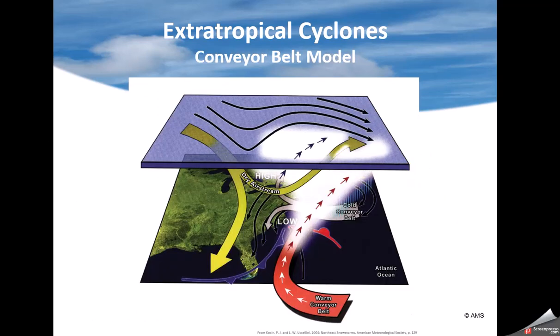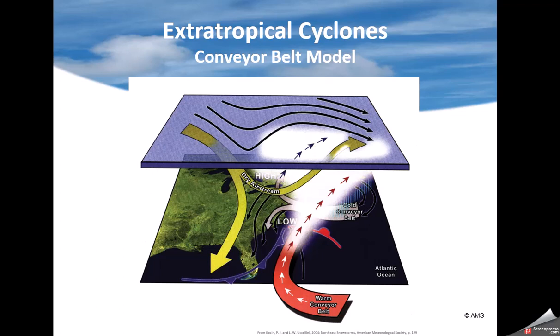Here you can see the conveyor belt. One of your questions this week might be talking about how a comma head forms. Well, you have the warm conveyor belt, warm air, lots of moisture probably, maybe even an atmospheric river with it coming up from the tropics somewhere. Out ahead, to the west of that, you have cold air coming in, and north of the low, you probably have a cold conveyor belt.